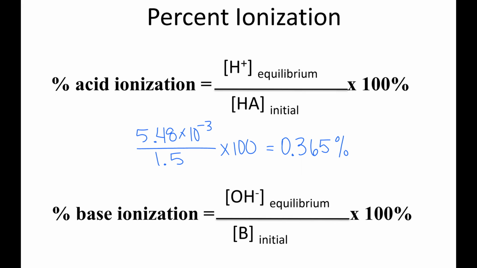That is not very much ionizing. Remember, our strong acids and our strong bases, they break up 100%. This acid was so weak that it only broke up 0.365%. So this is why we have to do these equilibrium tables with acids and bases that are weak, because not very much of it is breaking up. This is also why I can just get rid of that minus X in our ICE table, because it's so incredibly small, it doesn't even matter.